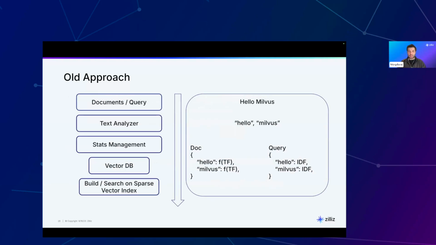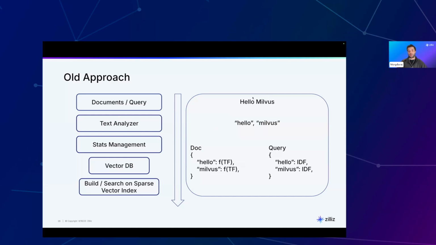So if you see it, this is basically what you have. You have your document or your query, and then you're going to have your text analyzer, your statistics management, your vector database, and then you build or search on the sparse vector index, which means, here is a very simple example.